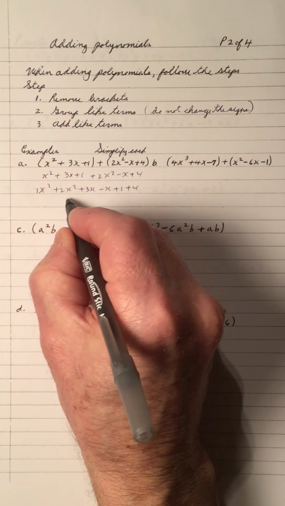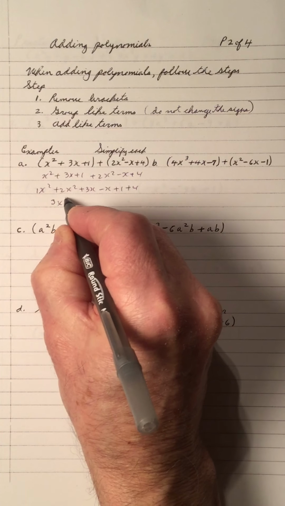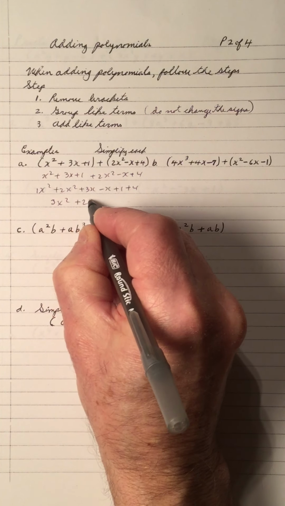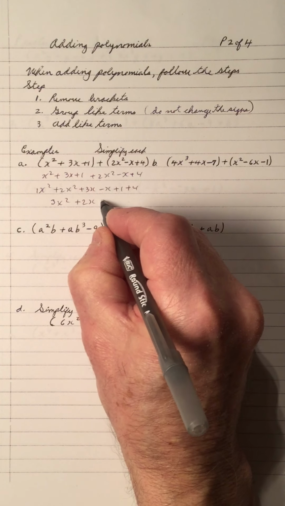So 1 plus 2 is 3x squared. 3 subtract 1 is 2, and that's 2x. 1 plus 4 is 5.